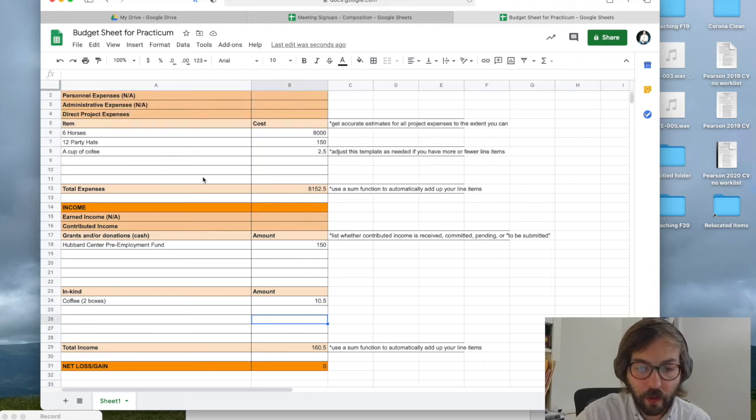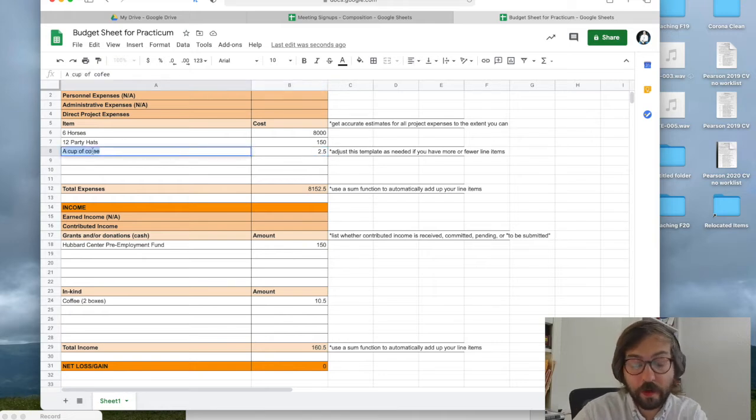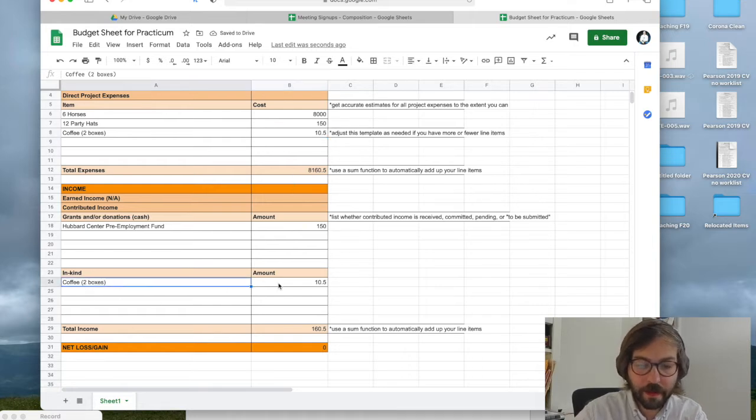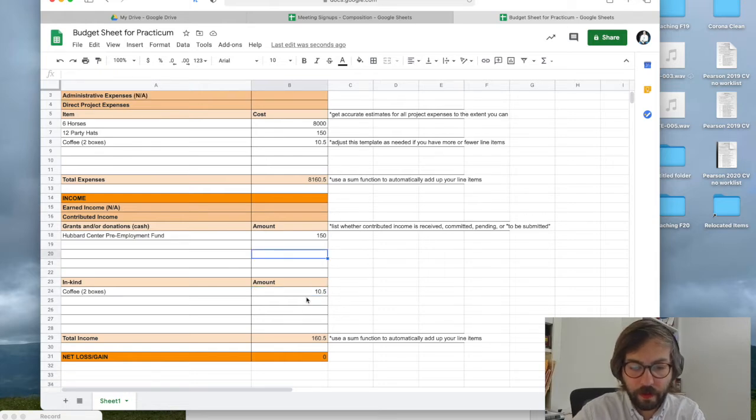And your expenses would include those coffees, right? So in our expenses, if we knew we were doing a concert and we were having a reception and we needed coffee, we might put, we need to spend on coffee 2 boxes. We think that's going to be about $10.50, and then an in-kind donation, $10.50. So that gets evened out there. So you include dollar amounts for in-kind donations, even though they're not actually giving you money.